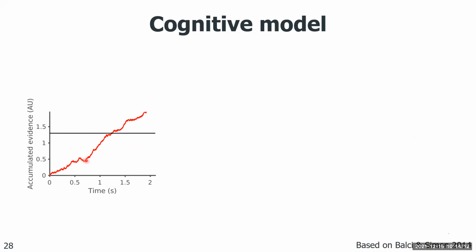It accumulates noisily some evidence, which we can take as an internal representation of elapsed duration. Now, if the process reaches the threshold during the stimulus duration, this stimulus is categorized as long. However, if the stimulus ends before the process reaches the threshold, then this stimulus is categorized as short. Now, using this simple model, we can predict both behavior and EEG. And we'll start with behavior.